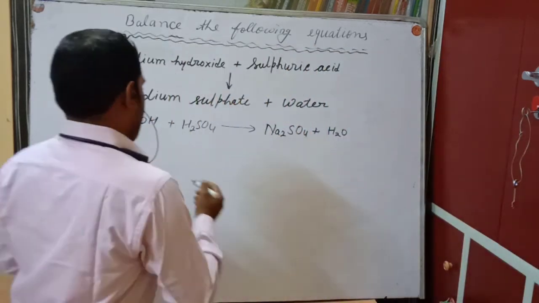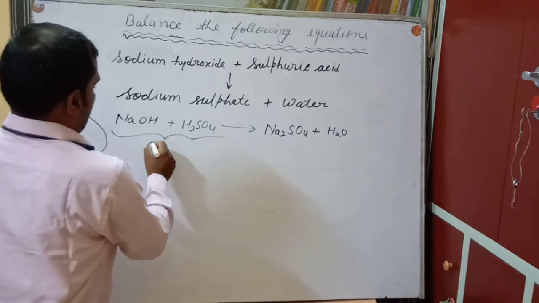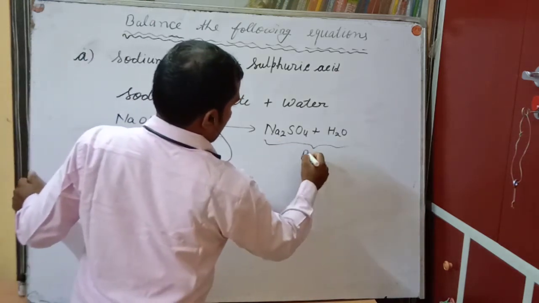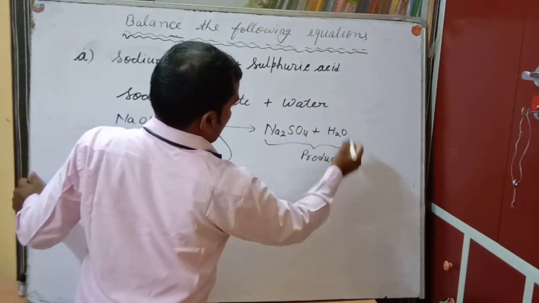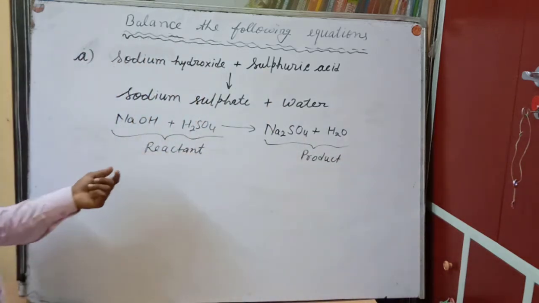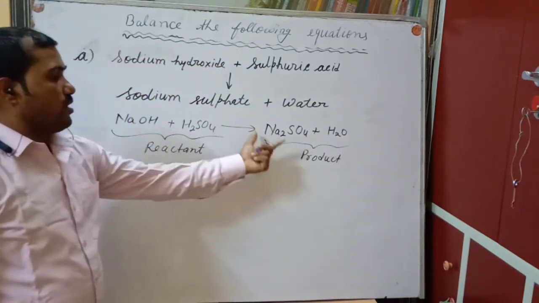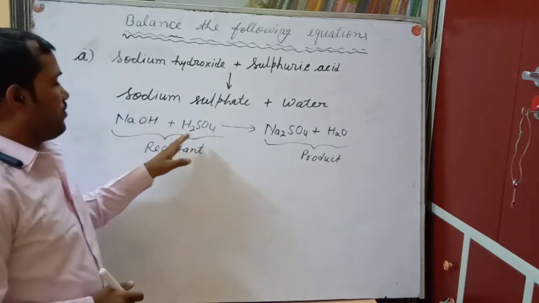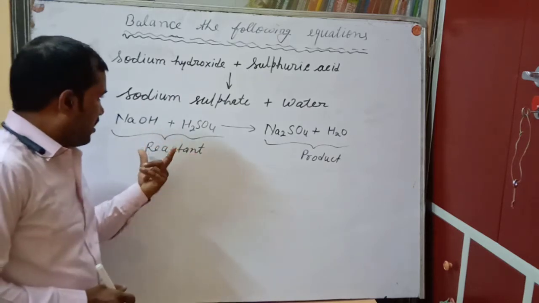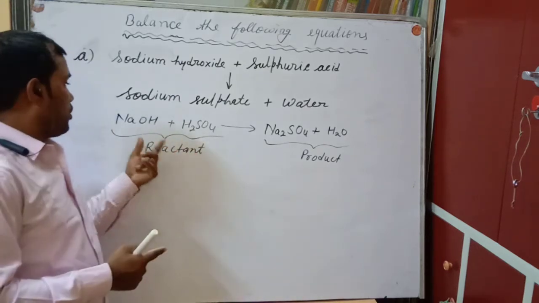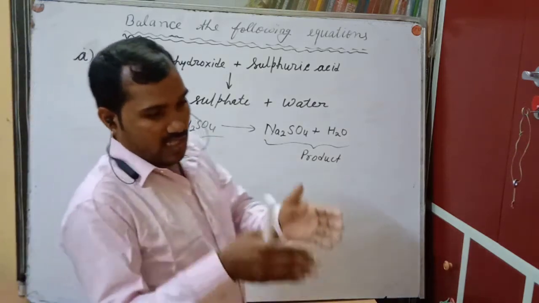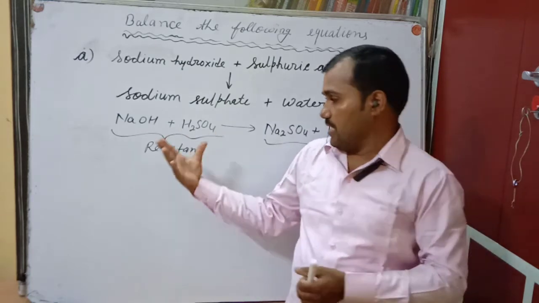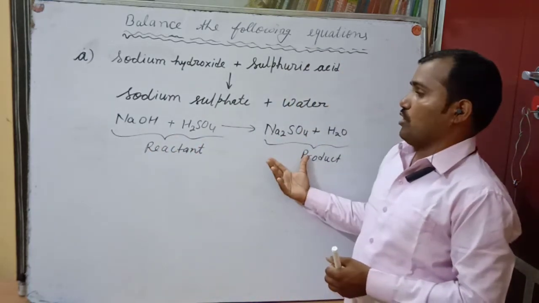This side is the reactant and this is the product. So according to the law of conservation of mass, the total mass of the reactants is equal to the total mass of the products. Now here you are going to balance the chemical equation. According to the law, the total number of each kind of element present on the reactant side should be equal to the product side.